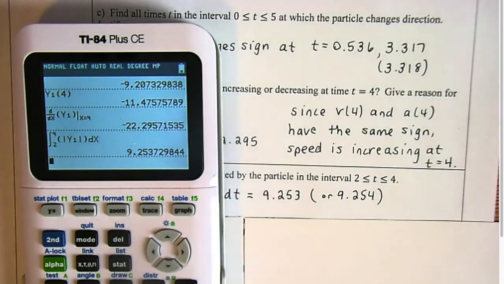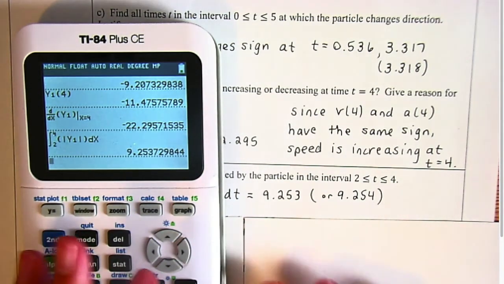And I get 9.253 truncated, or 9.254 if you want to round.